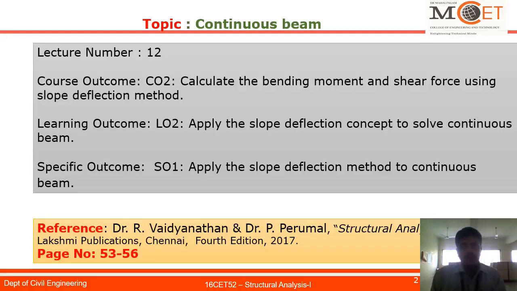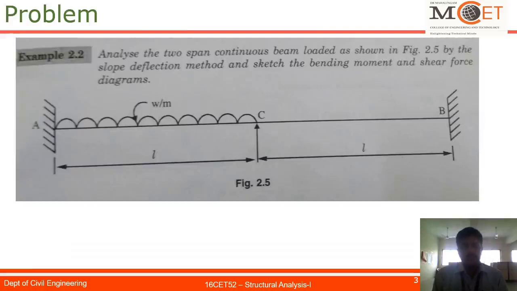I have taken the material for this class from the Structural Analysis Volume 1 book by Dr. R. Vaidyanathan and Dr. P. Perumal, from page number 53 to 56. This is the problem which we are going to see today. It's a two span continuous beam with a load on only one span and the other span is free of load. So we will solve this problem clearly on the board now.